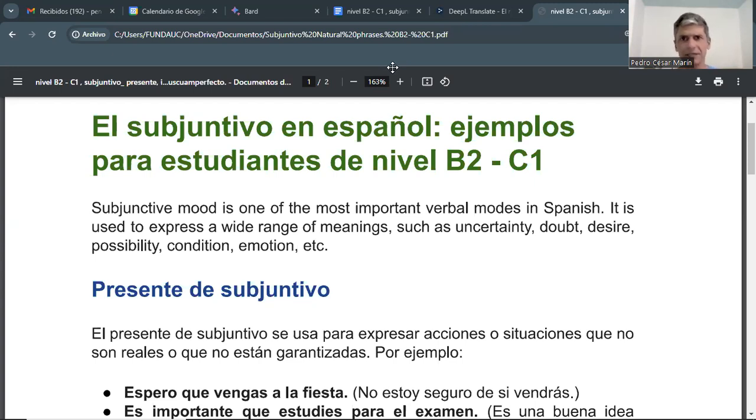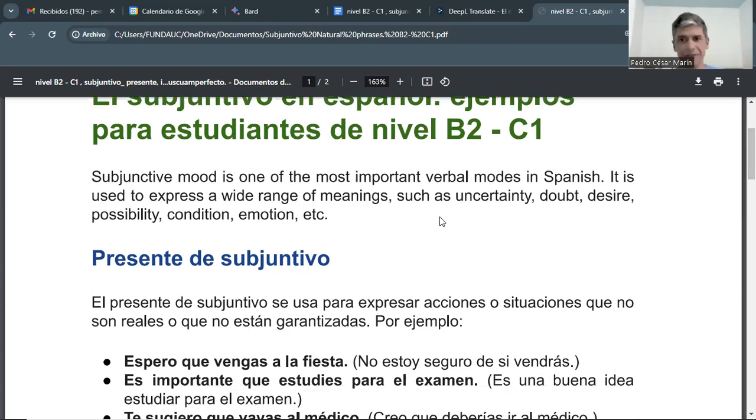Pero de todas maneras, there is always a natural use, the way we learn our native language, through repetition and just understanding what it means in your language, in this case, English. El subjuntivo en español. Subjunctive mood is one of the most important verbal modes in Spanish. It is used to express a wide range of meanings. Duda, falta de certeza, deseo, desire, posibilidad, condición, emociones, and so many more.